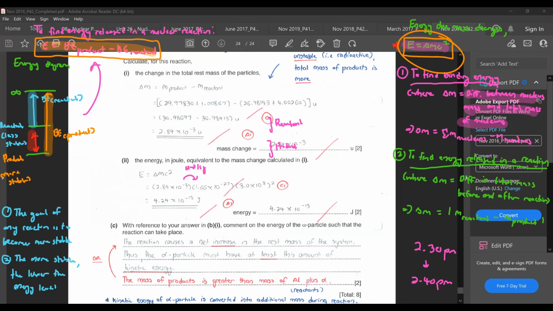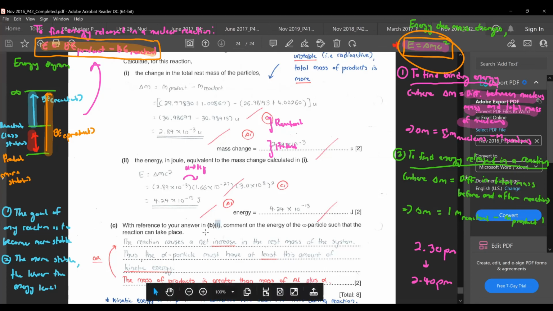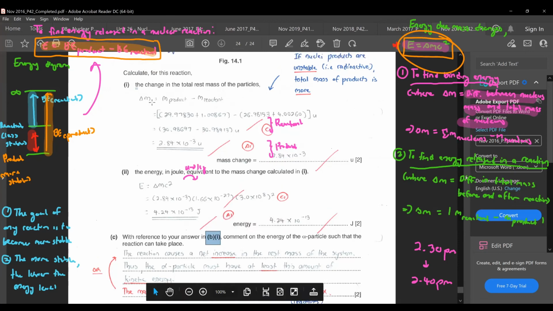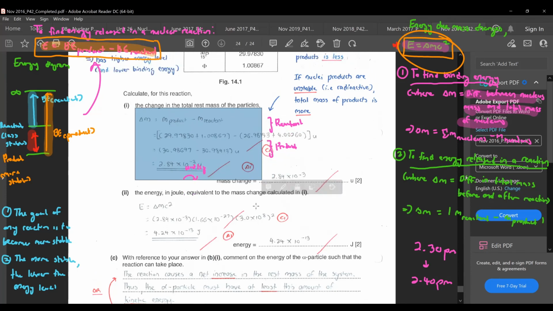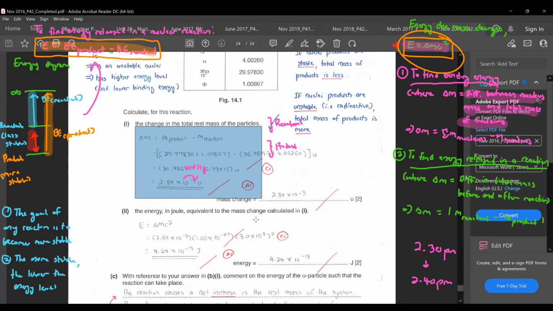All right, then after that, they will ask you, with reference to your answer in B1, comment on the energy of the alpha particle such that the reaction can take place. They're asking you to refer to B1, which was about finding the masses. So what you want to do here is compare the masses of the reactant and the product.